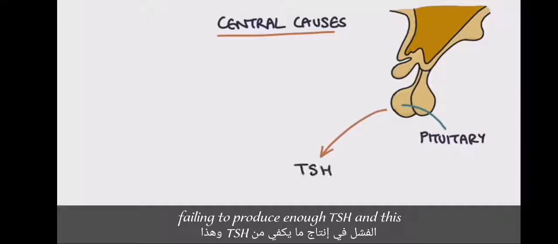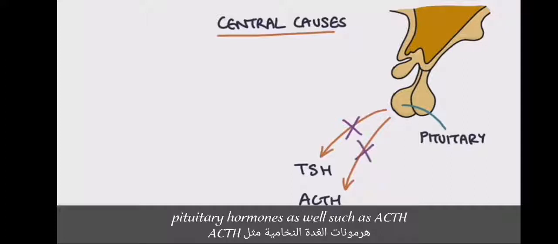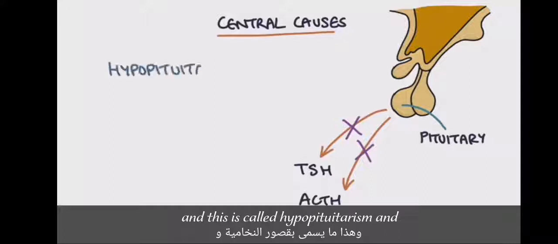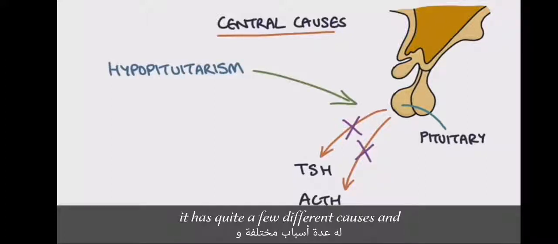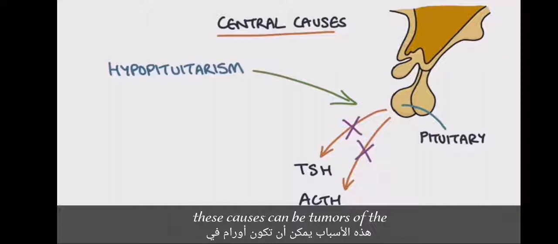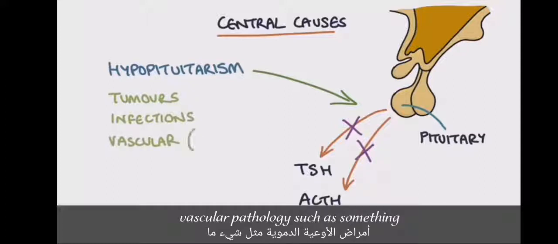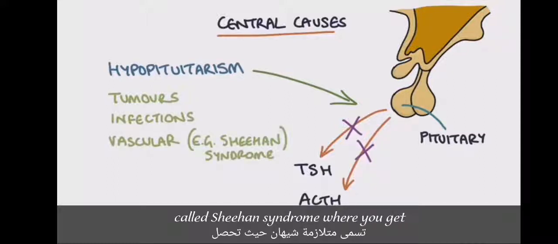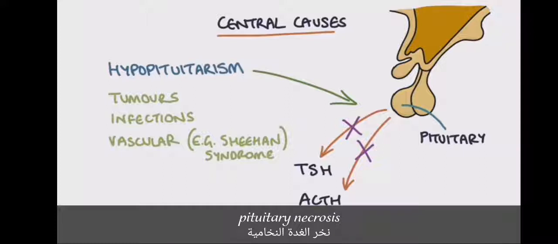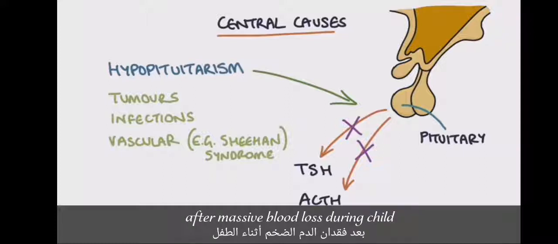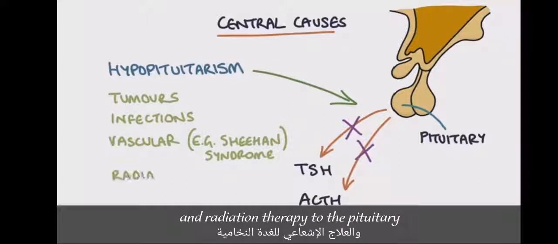There's also secondary causes of hypothyroidism or central causes, and this is where the pituitary gland is failing to produce enough TSH, and this is often associated with a lack of other pituitary hormones as well, such as ACTH, and this is called hypopituitarism. It has quite a few different causes, and these causes can be tumours of the pituitary gland, infections in that area, vascular pathology, such as something called Sheehan syndrome where you get pituitary necrosis after massive blood loss during childbirth, and radiation therapy to the pituitary gland.